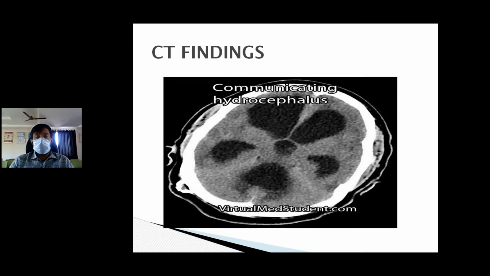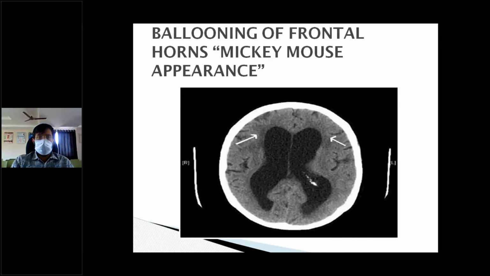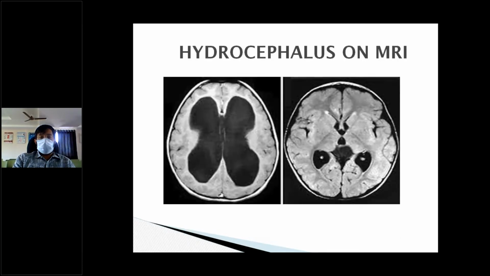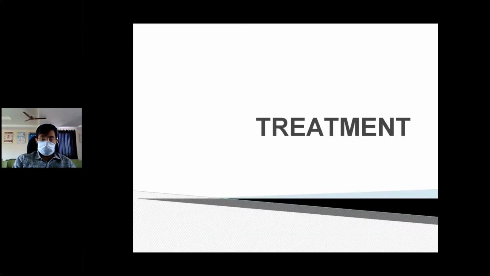CT finding: communicating hydrocephalus is mostly seen, that is dilatation of the ventricles. This is the coronal section. Ballooning of the frontal horns is also called the Mickey Mouse appearance. And hydrocephalus on MRI shows dilatation of the ventricles and intracranial tumors.